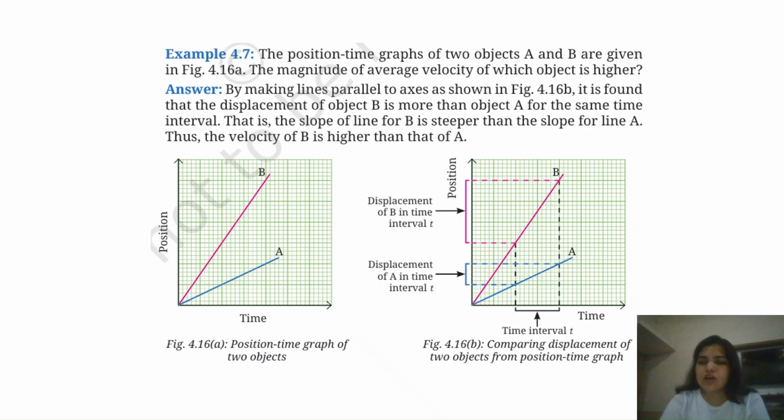The position time graphs of two objects A and B are given in the figure. The magnitude of average velocity of which object is higher? We know that by making lines parallel to the axis as shown in the figure, it is found that the displacement of the object B is more than the displacement of the object A for the same time interval. That is, the slope of the line for B is steeper than the slope of the line for A. Thus, the velocity of B is higher than that of A.